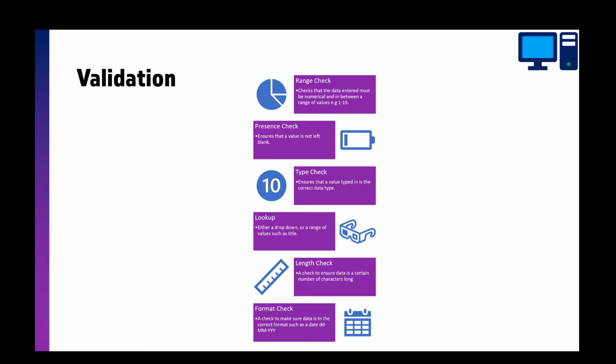A lookup could be a drop down, or you could only type values within certain parameters. A length check, for something like a password, checks to make sure that you've got the right number of characters. And a format check makes sure it's in the correct format, such as a date being in day, month, year, instead of month, day, year, or whatever it is.